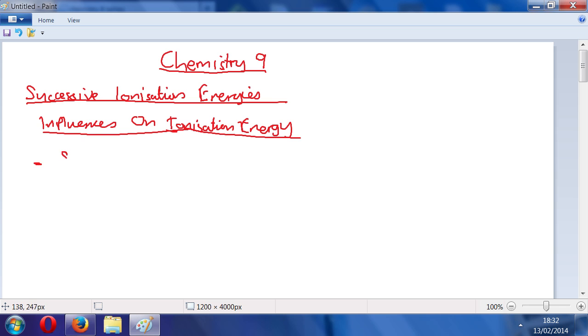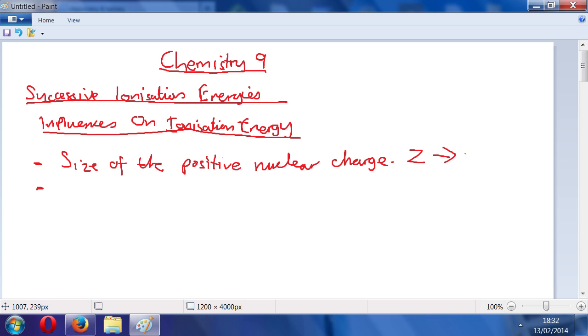Okay, so the influences: the size of the positive nuclear charge. I could do the plus ve, but I think sometimes you have to say, only use these shortcuts when you're very, very proficient in the material, because then you can. So as the atomic number tends to infinity, which of course it wouldn't really do, but that's a way you can see it, then obviously the positive nuclear charge is going to increase. So as Z tends to infinity, so does the positive nuclear charge.